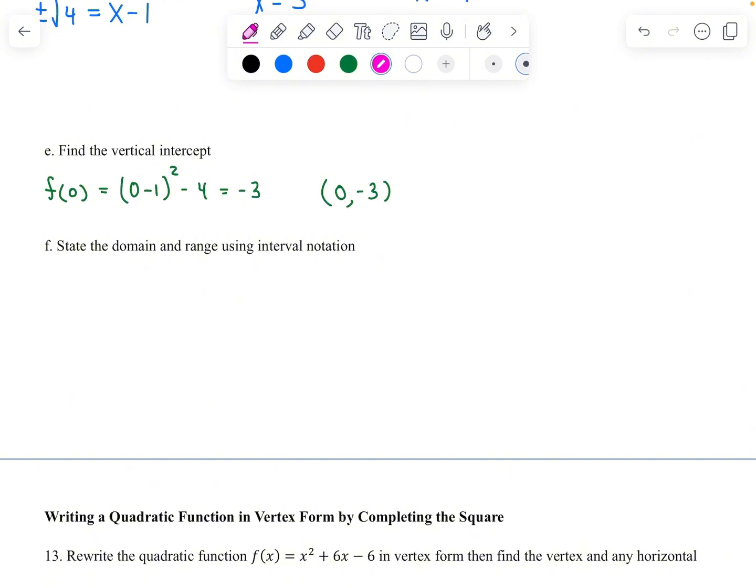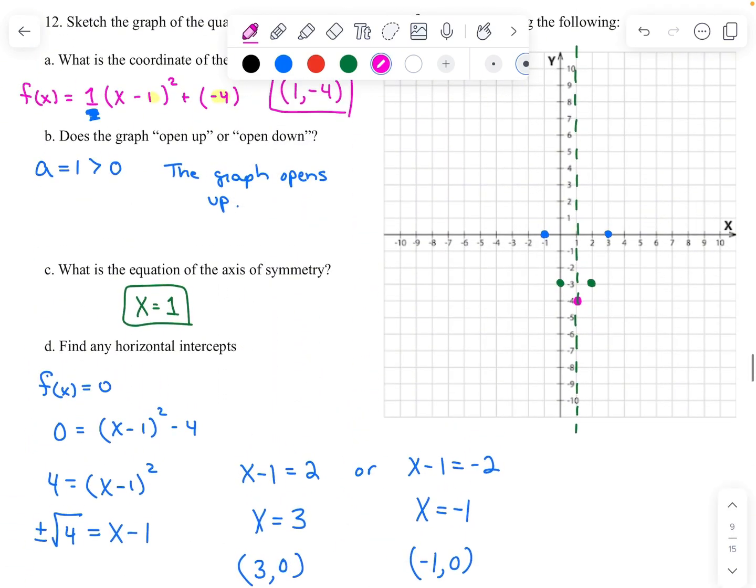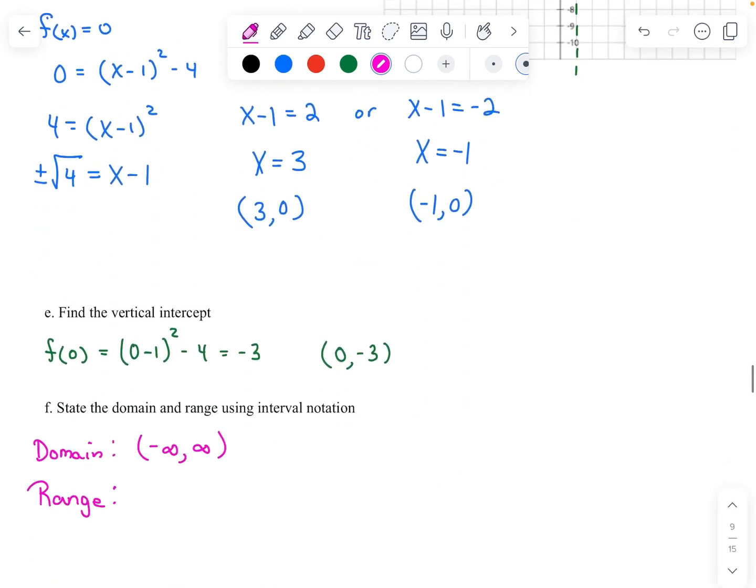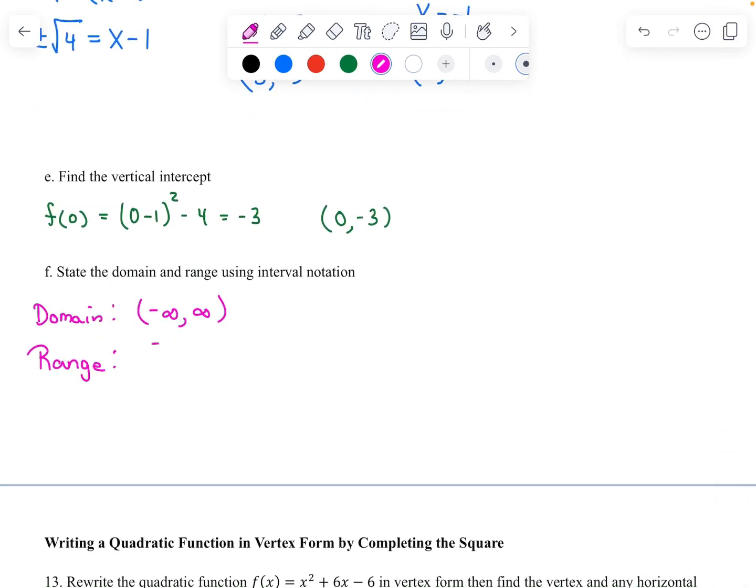Part F, state the domain and range. The domain is going to be all real numbers because the quadratic function is a polynomial. For the range, the vertex is the lowest point on the graph, which is right here, highlighted in yellow, which means negative 4 is going to be the smallest value in the range. So in this case, the range is going to be negative 4 to infinity.